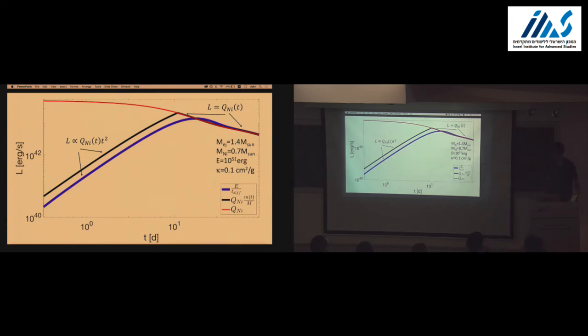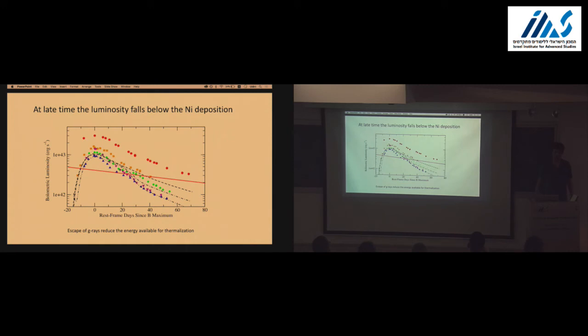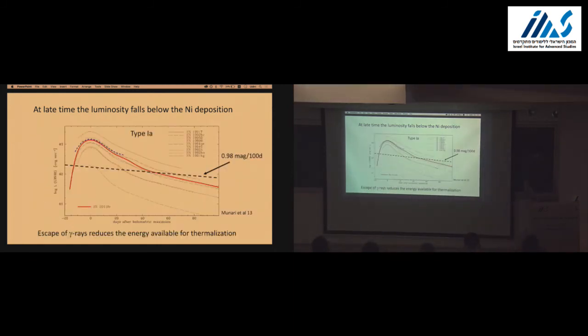But if we go to very early time, then the model I showed you is not so good, we need to improve it. What happens if we go to late time? Actually, it doesn't work as well. At least not in type 1As. This is what you expect. This is 1 magnitude per 100 days. This is what we observe. Okay? So again, it's different, but why?